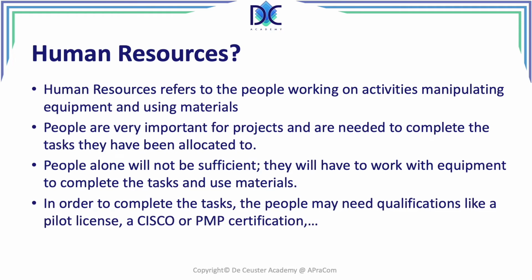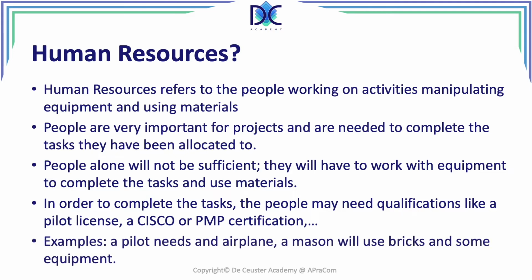Now, in order to work on a project or to complete certain tasks, people need specific qualifications. For example, if you want to fly an airplane, you have to have a pilot license, and there are different levels. When you work on Cisco routers, you may need a certain level of Cisco certification. And when you're a project manager or when you're working with projects, you may need to have specific certification, for example, a PMP certification, a CAPM certification, a risk management certification, and so on.